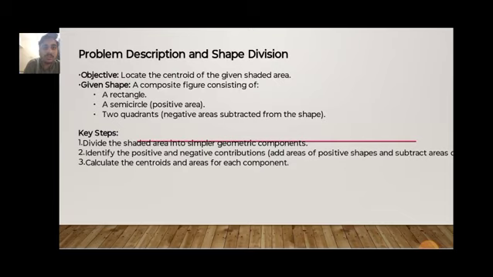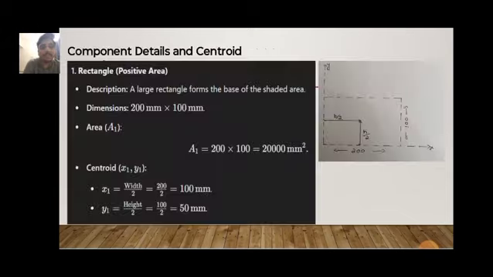Identify the positive and negative contributions. Add the areas of the positive shapes and subtract the negative areas. Calculate the centroid and area for each component.